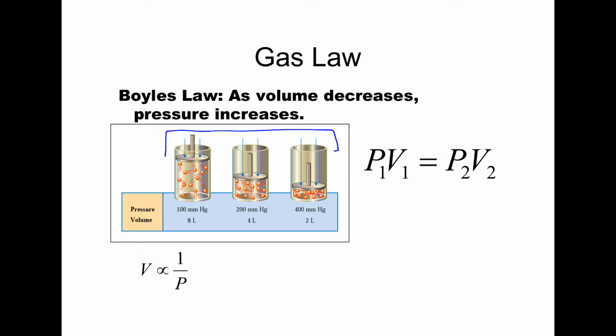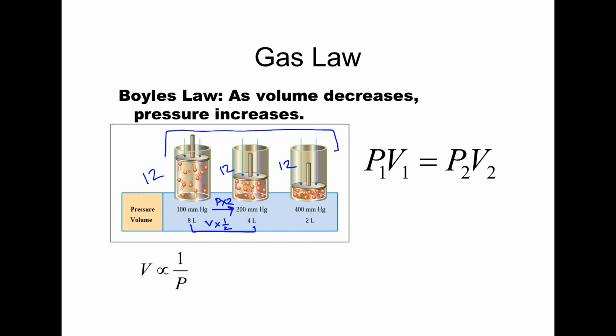And in those containers, we have 12 gas particles, and each one of these has 12 in it. The difference between them is that the first one has a volume of 8 liters. The next one, we cut the volume in half. The next one, we cut the volume in half again. And what we see is that as we cut the volume in half, the pressure goes up by 2. So the volume was multiplied by a half, but the pressure went up by 2. And so those are inversely proportional, but it's a linear relationship.